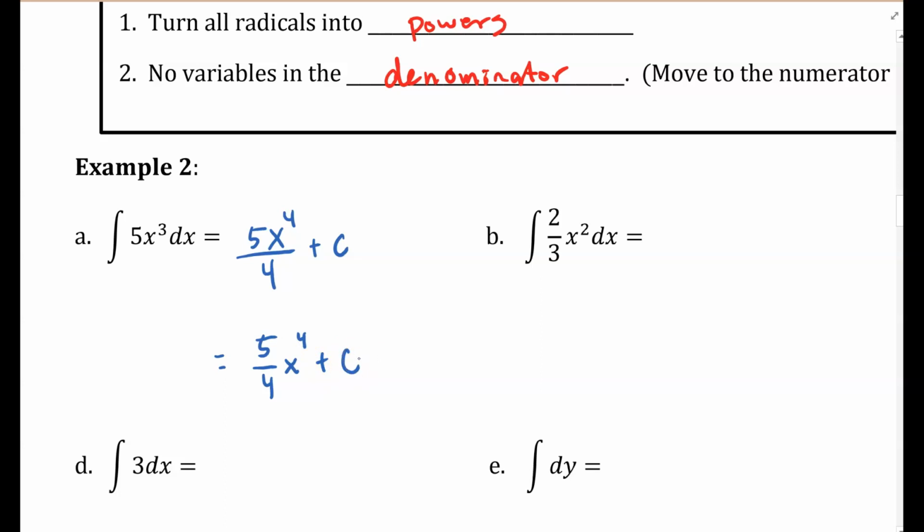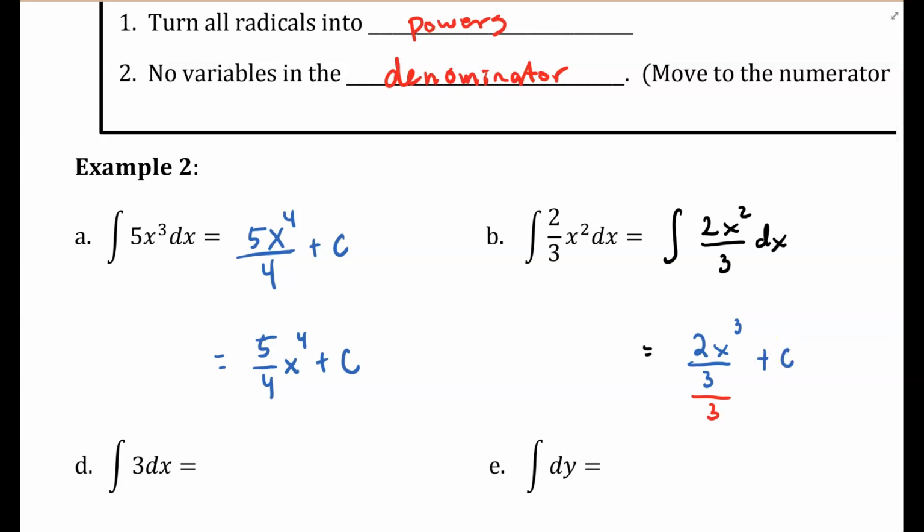B, the integral of 2/3 x squared dx. Don't be scared by them writing this fraction off to the side. That throws off a lot of my students. Notice that you could easily write this monomial term as 2x squared divided by 3. It's the same idea. So I'm going to add 1 to the power, so 2x cubed, okay, over 3, and I am going to divide by 3. I'm going to add a constant here.